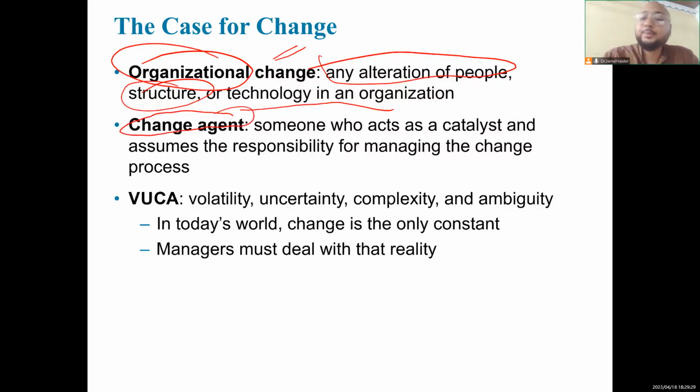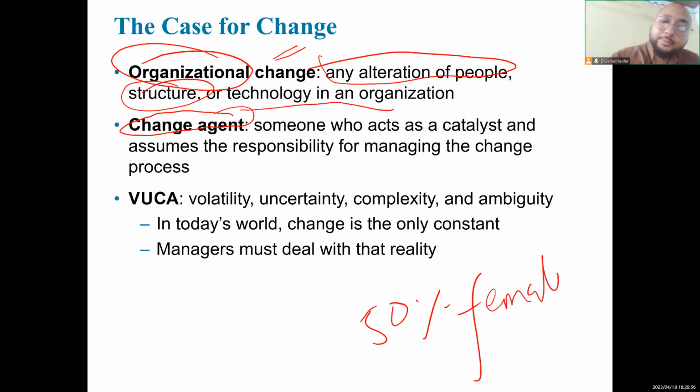All right. So who initiates the change? Change agents. That person who initiates the change or who has the responsibility to implement the change, manage the change or control the change process, we call this a change agent. So a change agent can be customers, employees, your boss, top management, or the government as well. What if the government wants that 50% of the workforce be female and it's mandatory? So you are altering people, it means you are going through organizational change.